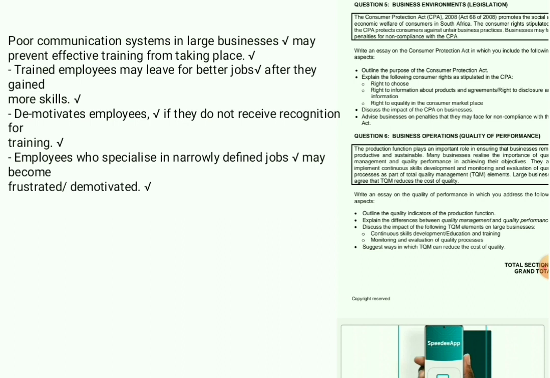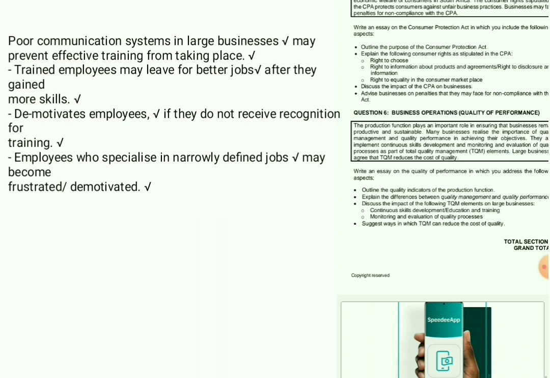So we're going to disadvantages. A poor communication system in large businesses may prevent effective training from taking place. Trained employees may leave for better jobs after they have gained more skills. It may demotivate employees if they do not receive recognition for training. Employees who specialize in narrowly defined jobs may become frustrated and demotivated. That's it. Next: monitoring and evaluation of quality processes.